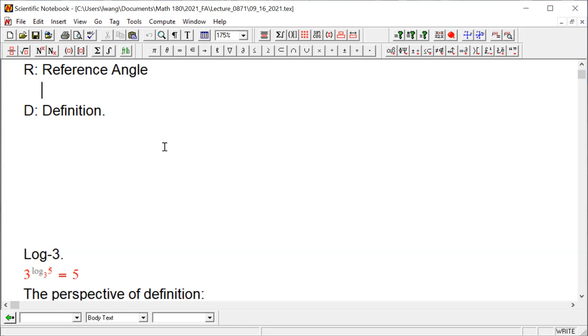I pick up my trigonometry textbook. I want to make sure I don't miss any word. Reference angle is a very, very important concept.